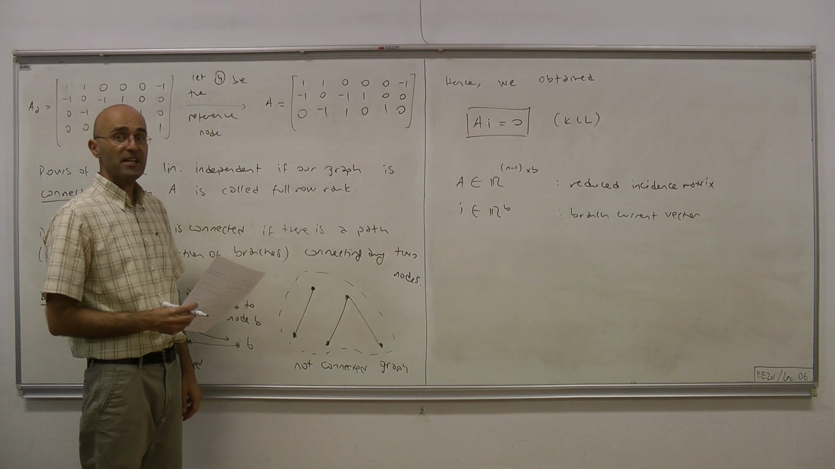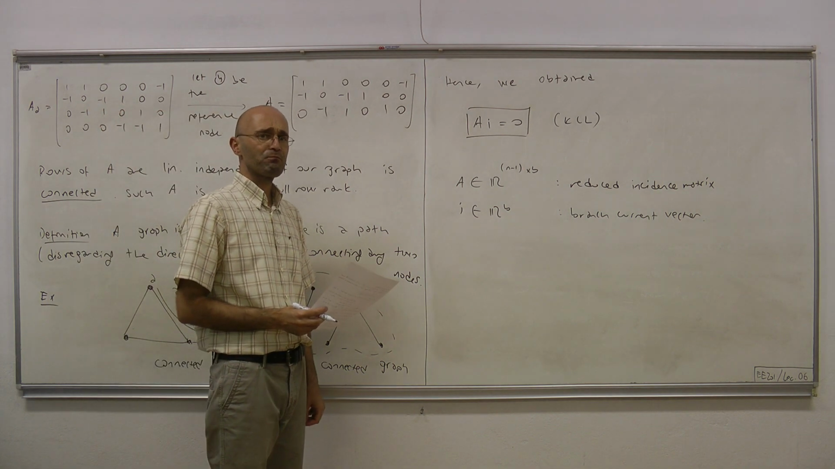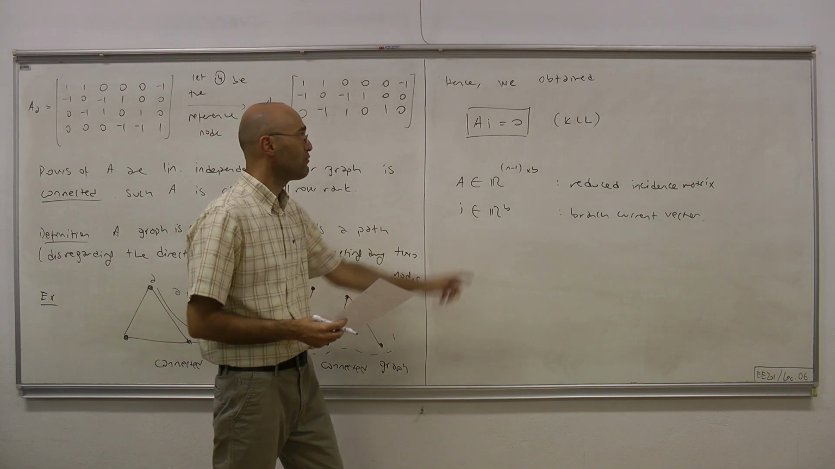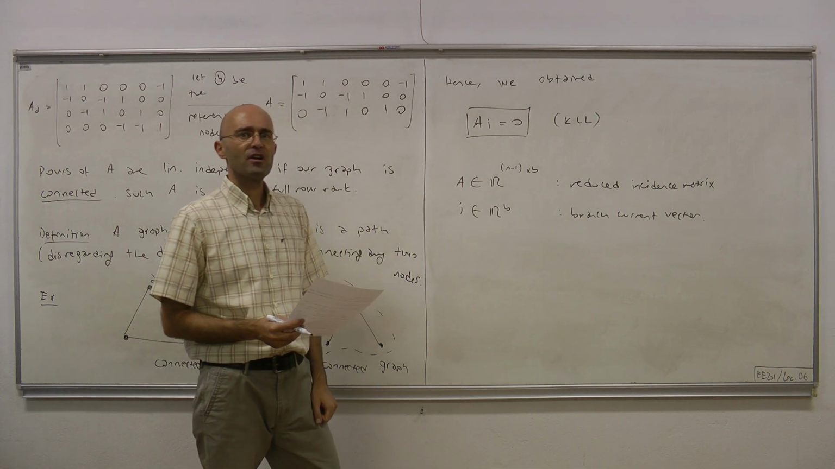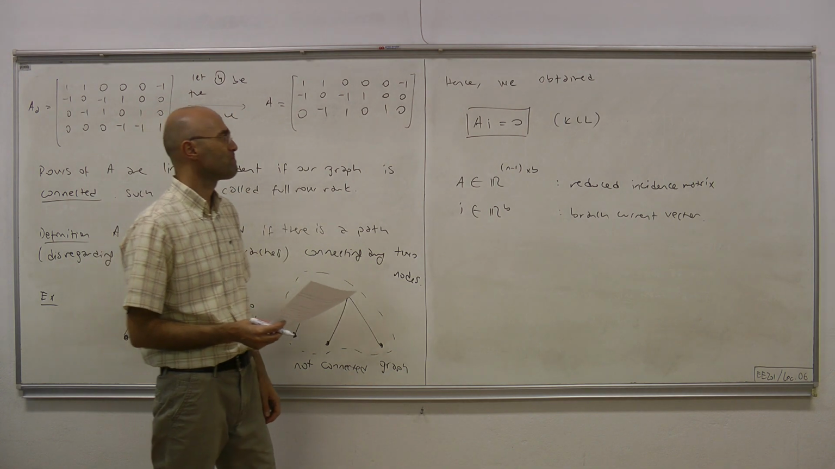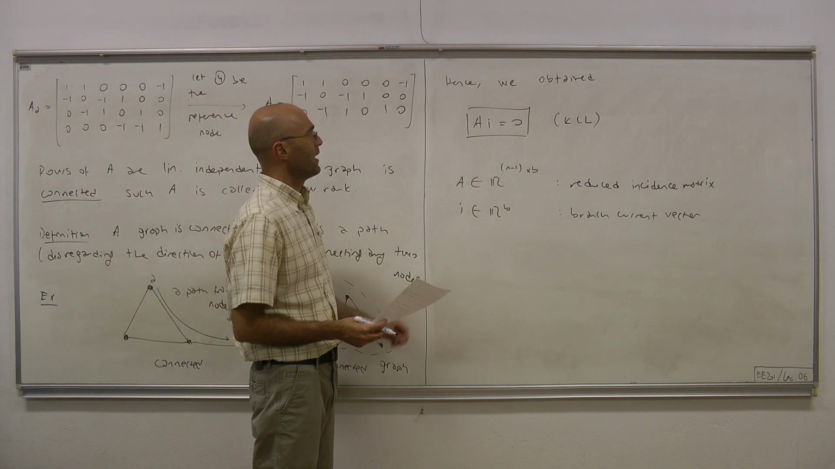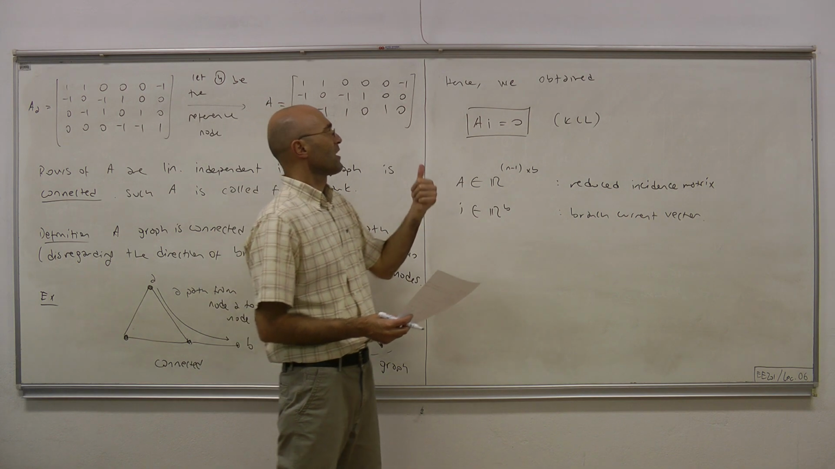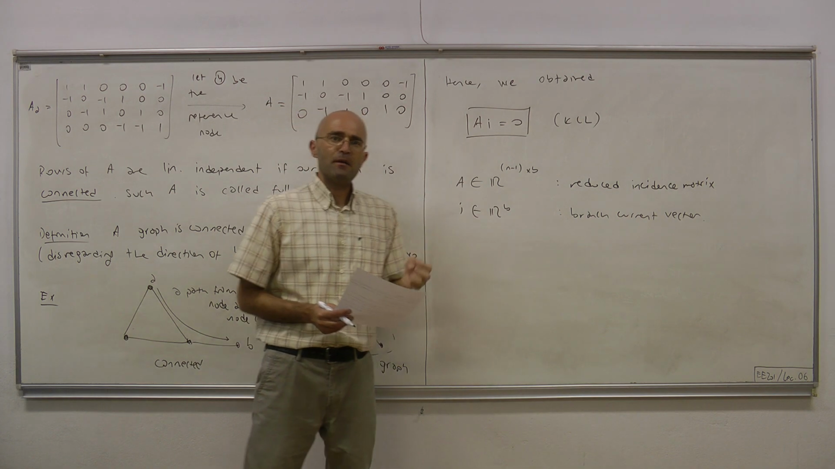So in our next lecture, we will study the relation of the reduced incidence matrix to KVL, in particular to node voltages, and then we're going to try to formulate KVL in a minimal way.